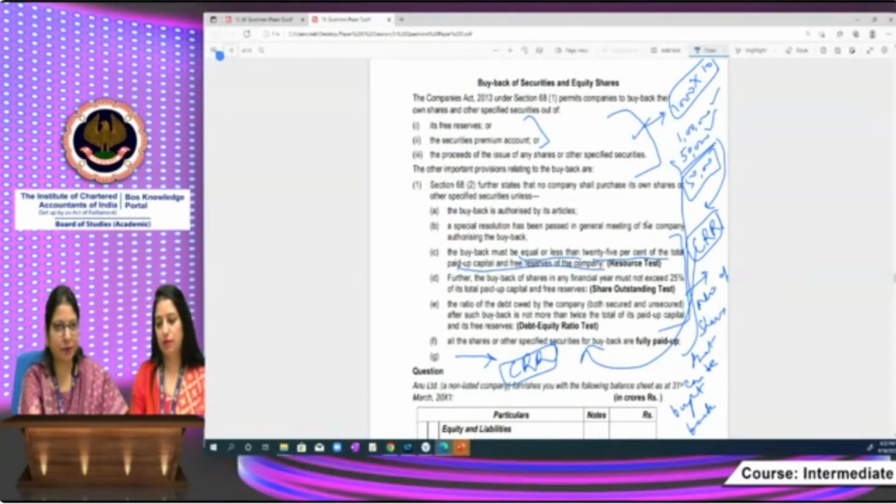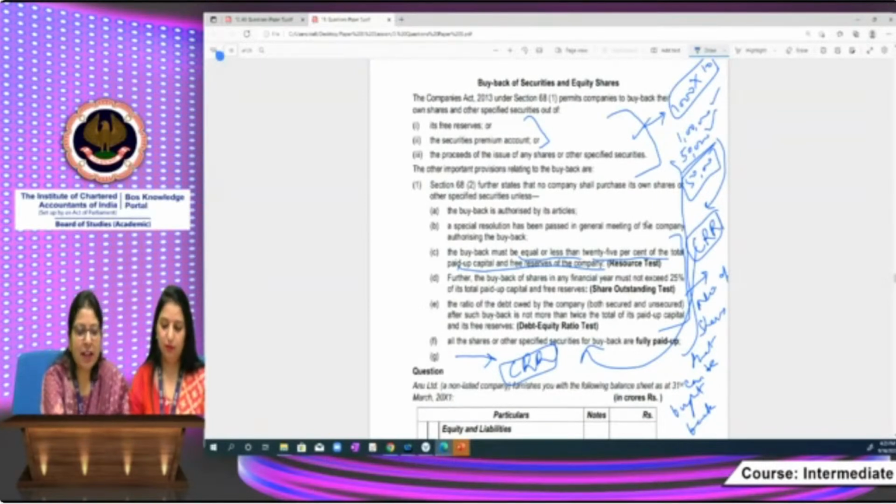of the company. Free reserves, the definition given in the Companies Act is very clear, that any reserves which can be distributed as dividend, which are free. Only those reserves are free. So CRR is not a free reserve, revaluation reserve, unless and until it has been defined in the category of free, it is also not free reserve.